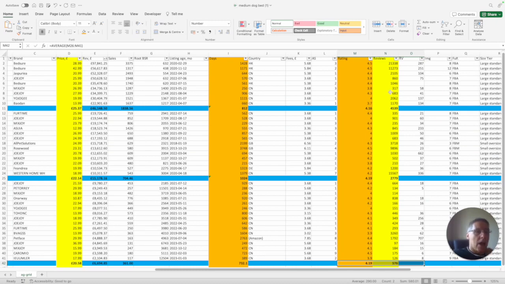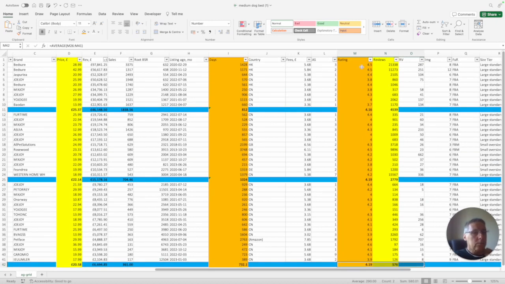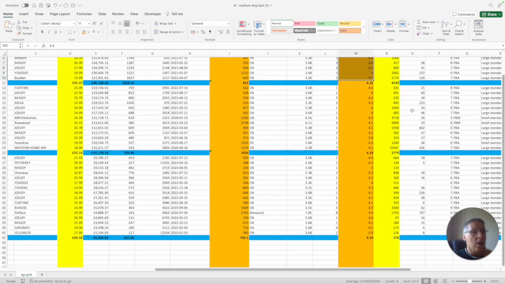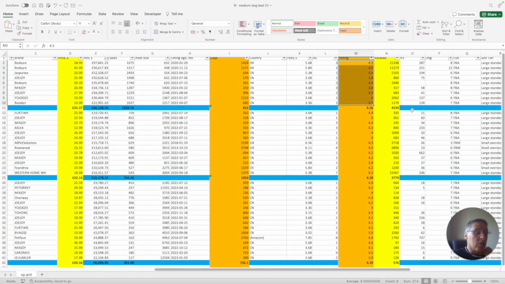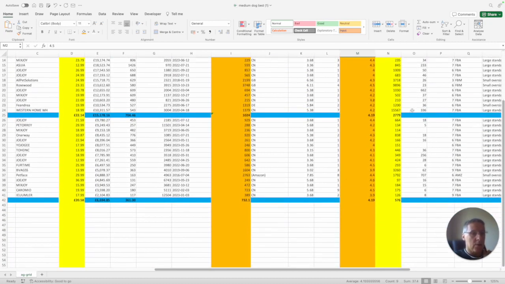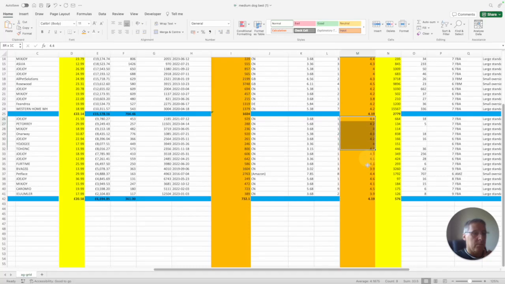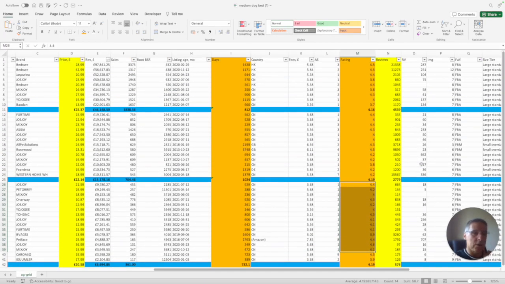And then ratings is really a factor for long-term success. In the long term, generally as a rule, the better products stay around longer because the reviews are higher. Anything over 4 is considered good.